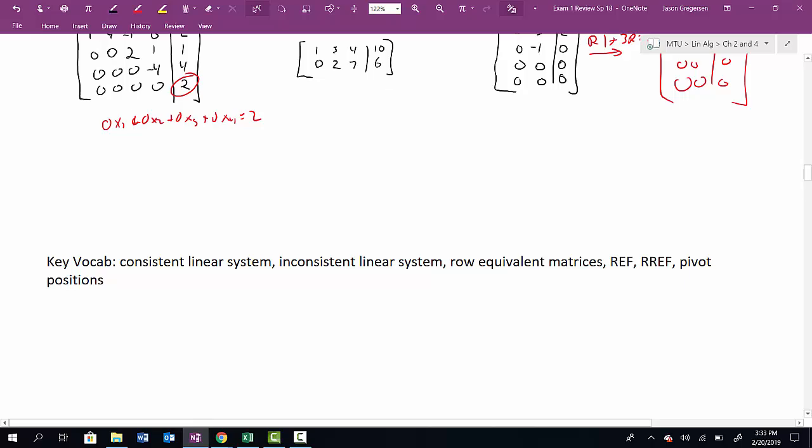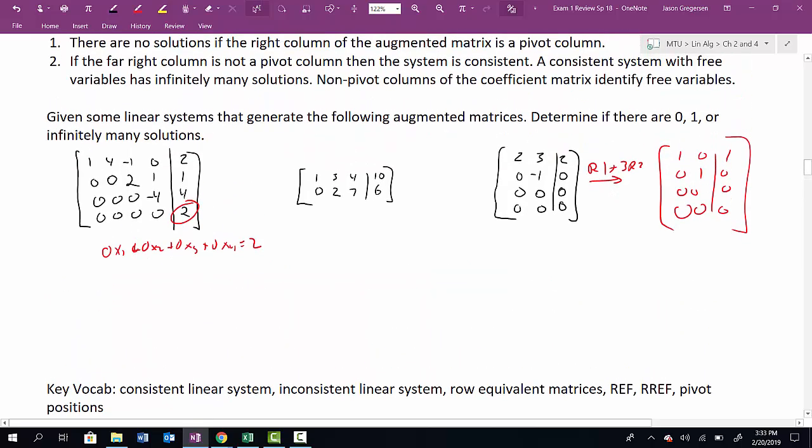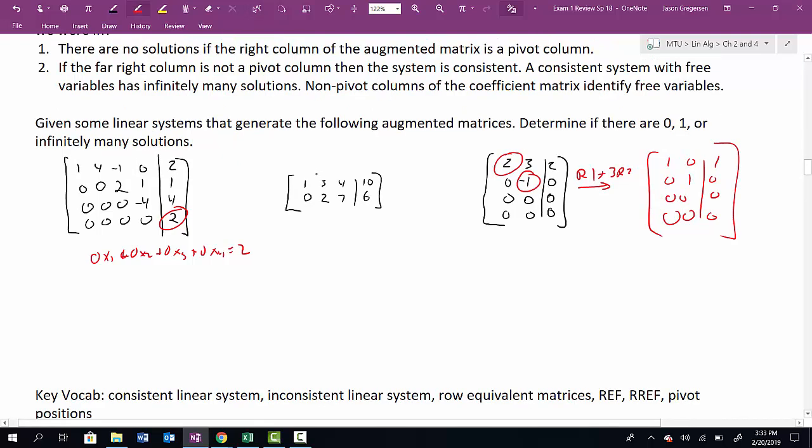Yep. So it might identify the pivot positions, right? And those would be the 2 pivot positions. Here the pivots would be here and here. Here the pivots would be here, here, here, and this last one, right? That is a pivot. Far right column, that is a pivot, okay? Those are all my pivot positions.